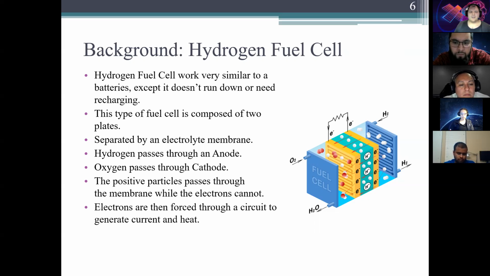The hydrogen will pass through one plate, the anode, and the oxygen will then pass through the cathode, the other plate. This then will have the positive particles pass through the membrane while the electrons cannot pass through it, which then forces the electrons through a circuit to generate a current and heat.